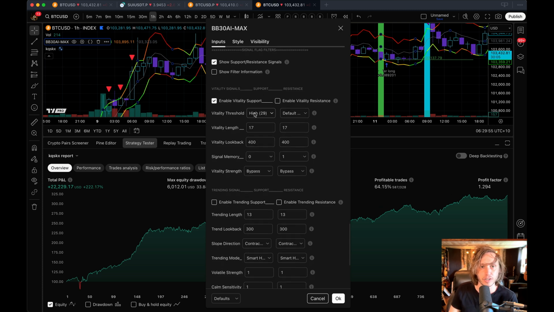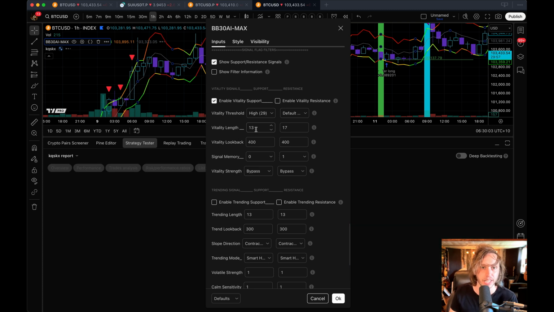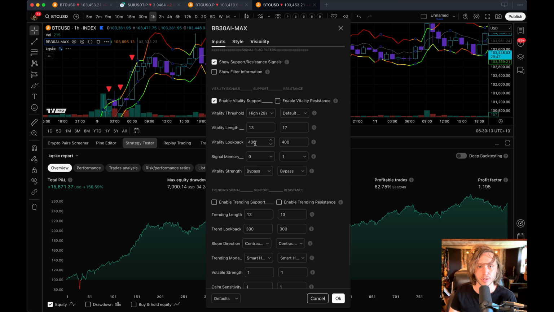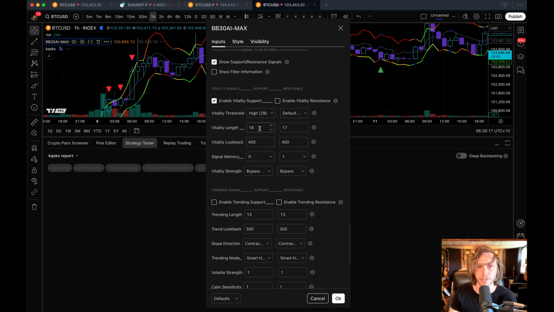Okay, so now we turn the vitality up to 29. I would usually try like 13. I'd try odd numbers just between 11 and 21, sometimes going as low as 9. And then vitality look back, I'll just try like 100, 150, 200, 250. I try not to over-optimize these too much and kind of just find, yeah, so that actually made it worse. Maybe we'll go up to 19, who knows.